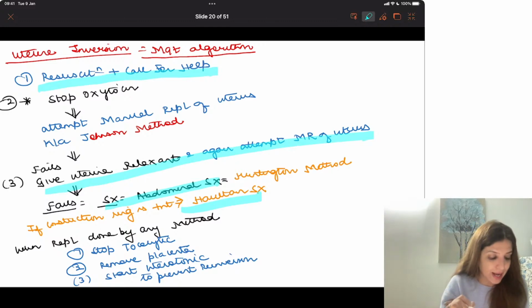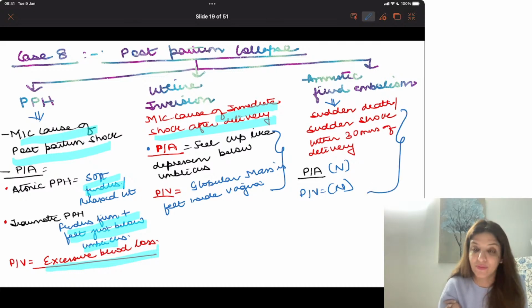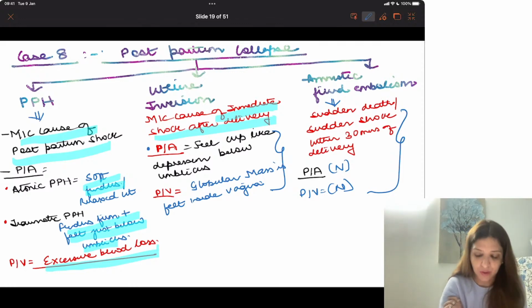How will you differentiate between sudden and immediate? In uterine inversion, the per abdominal and per vaginal findings will be very different from amniotic fluid embolism findings. In the question, the word sudden or immediate may be written, but the per abdominal and per vaginal findings are going to be different. In amniotic fluid embolism, the death is going to happen within 30 minutes of delivery, and in case of uterine inversion, the patient is going to go into shock immediately after delivery.